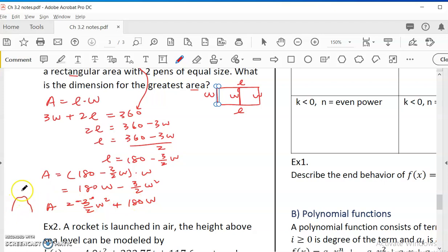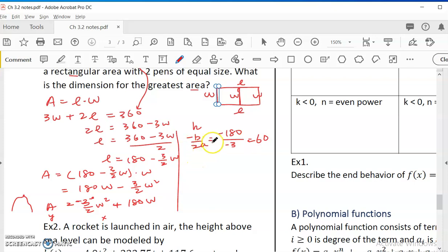If it's facing down, your A is kind of like the Y, and W is the X, so Y would have a maximum value. So when does the maximum value occur? It occurs at the vertex. So let's do negative B over 2A, which is H. Negative B is negative 180 over 2 times negative 3 over 2. So that's 3, because negative 3 over 2 times 2 is just negative 3. Negative B over 2A, so that's 60.